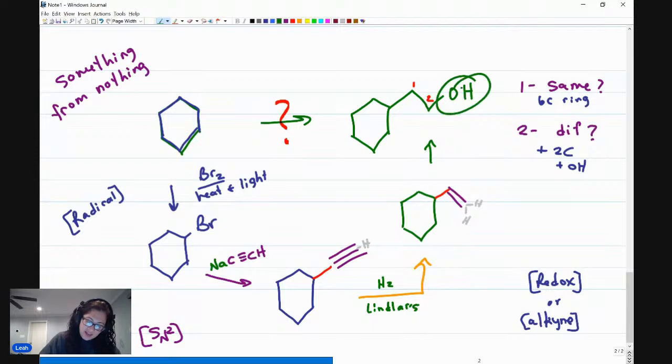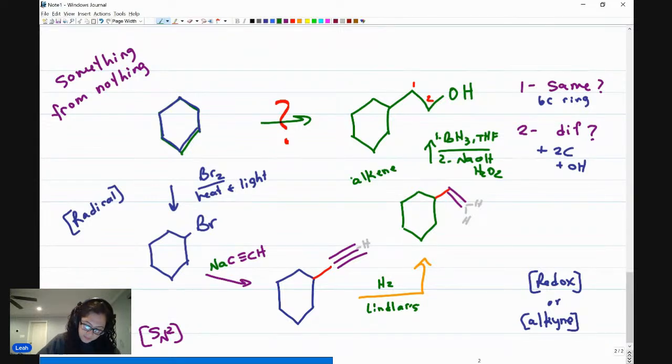And finally, to get that primary alcohol, I need the anti-Markovnikov hydration reaction. That will be hydroboration using BH3 in THF as step 1. Step 2, NaOH and H2O2. Kind of running out of room, so I'll just make a note here. This is the alkene chapter. And there we go. From our starting cyclohexane all the way to the substituent with an alcohol on it.